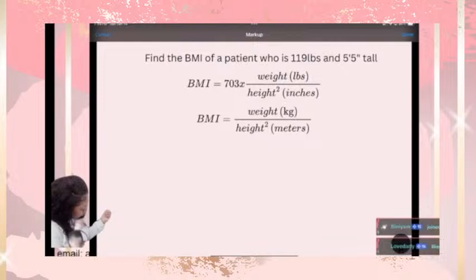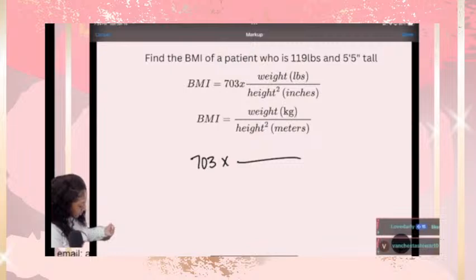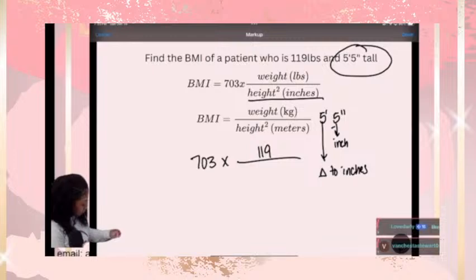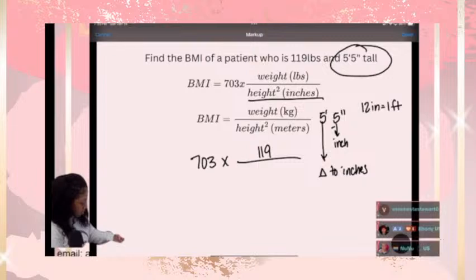So the patient weighs, so we'll have 703 times the weight, which is 119 pounds, and then the height has to be in inches. So this bad boy right here, we've got to change to inches. If you have 5 feet, 5 inches, we already have this part in inches, so we need to change this part to inches, right? So we have 12 inches in 1 foot.